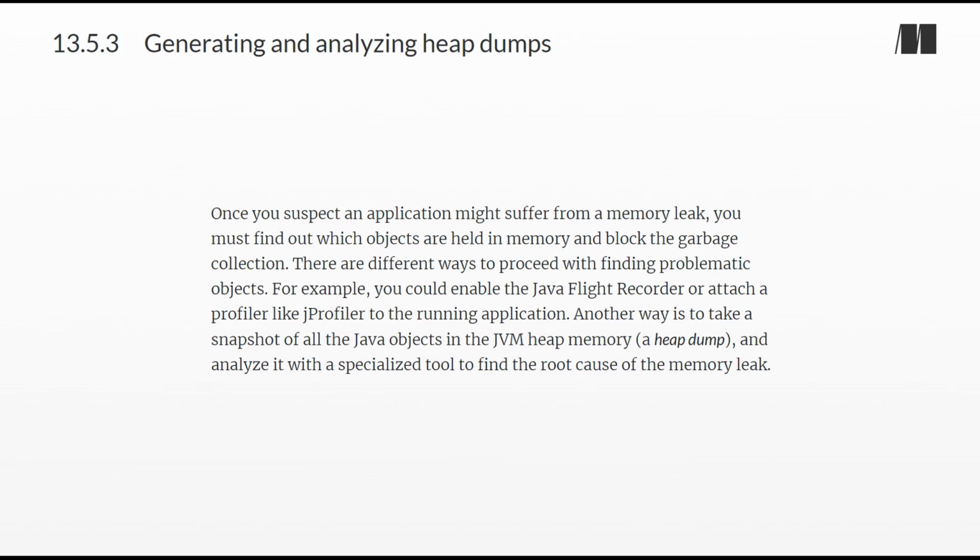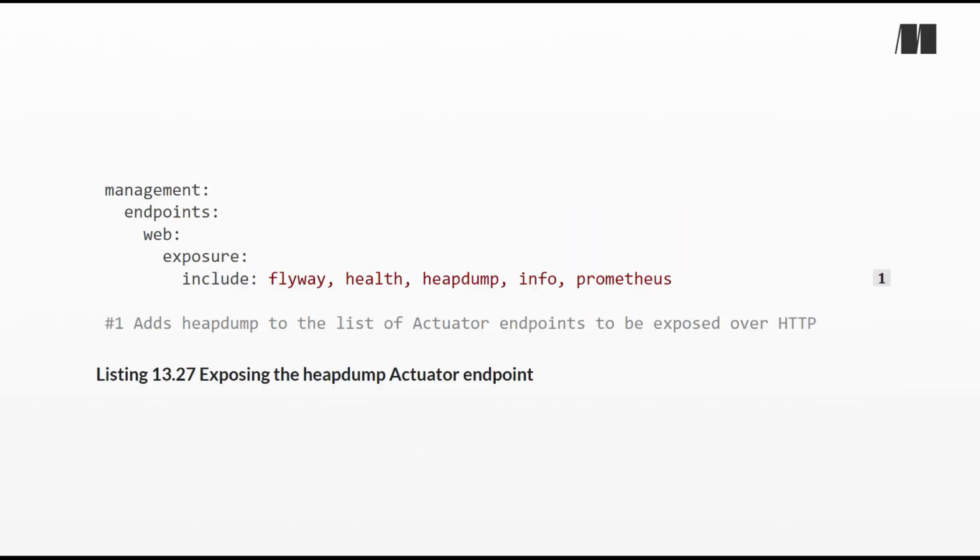There are different ways to proceed with finding problematic objects. For example, you could enable the Java Flight Recorder or attach a profiler like JProfiler to the running application. Another way is to take a snapshot of all the Java objects in the JVM heap memory, a heap dump, and analyze it with a specialized tool to find the root cause of the memory leak. Spring Boot Actuator provides a convenient endpoint, /actuator/heapdump, that you can call to generate a heap dump. Let's see that in action.